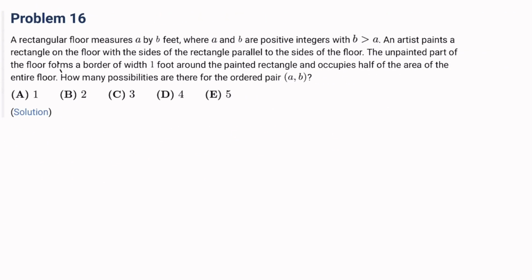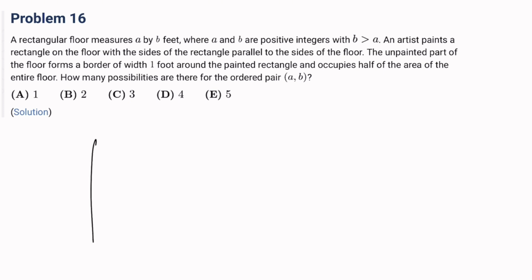Number 16, a rectangular floor measures a by b feet where a and b are positive integers with b greater than a. An artist paints a rectangle on the floor with the sides of the rectangle parallel to the sides of the floor. The unpainted part of the floor forms a border of width 1 foot around the painted rectangle and occupies half the area of the entire floor. How many possibilities are there for the ordered pair a, b?